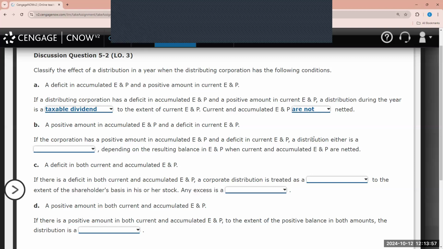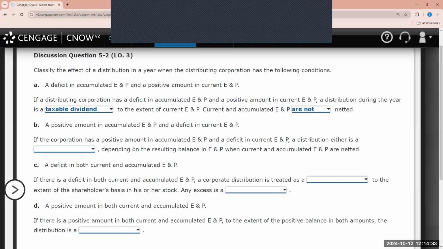And, again, with distributions, it's always in tiers of three. The first is that it's going to be treated as a dividend. Second, return of capital, which reduces the stock basis. And third, the taxable gain if there's an excess over the stock basis. If the amount when we net current and accumulated E&P is negative, there's no amount that is going to be treated as a dividend. Instead, the distribution is treated as a return of capital, first reducing the stock basis to zero and then generating a taxable gain.